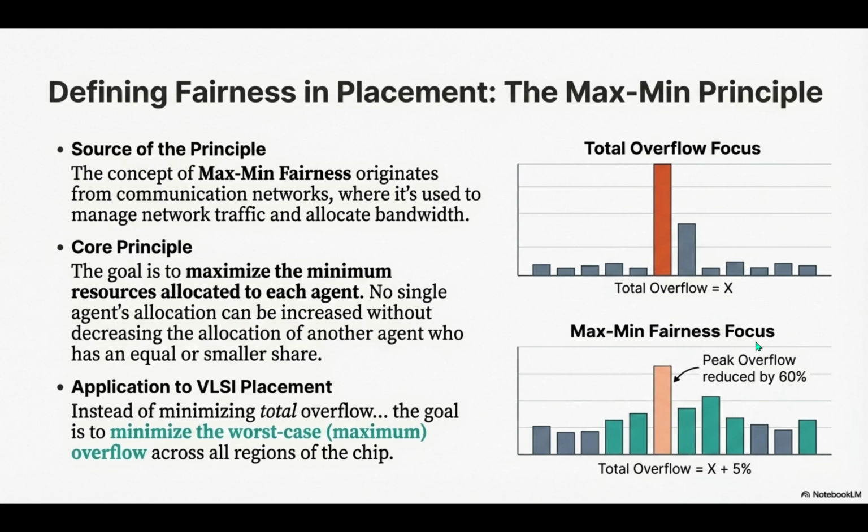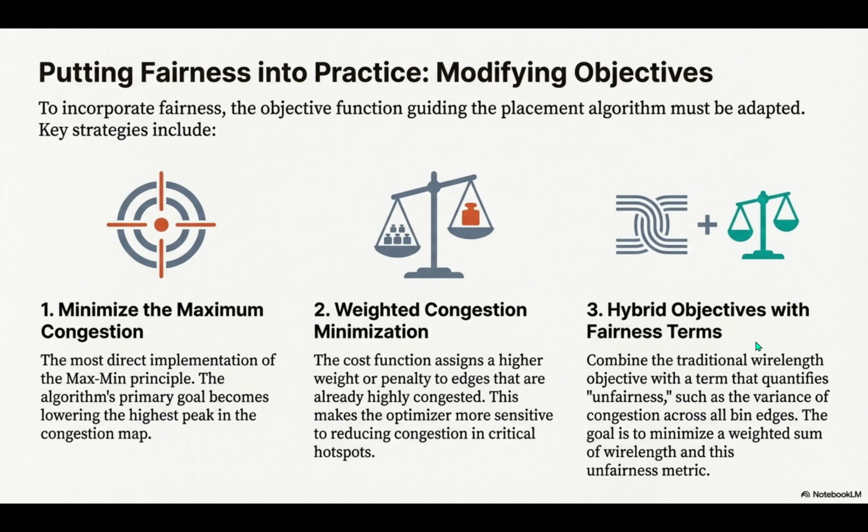So changing the mathematical goal is one thing, but how do the engineering algorithms, the tools, actually implement this fairness objective? What are the key techniques? They mainly attack the objective function that the tool is trying to minimize. So beyond just directly telling it to minimize the maximum congestion peak, a very effective method is weighted congestion minimization. And what does that look like in practice? Well, the placer runs a layout, then it analyzes the congestion map that results from it. Any of those little bin edges that show high congestion, a high demand to supply ratio, gets assigned a heavy penalty weight. Like a tax.